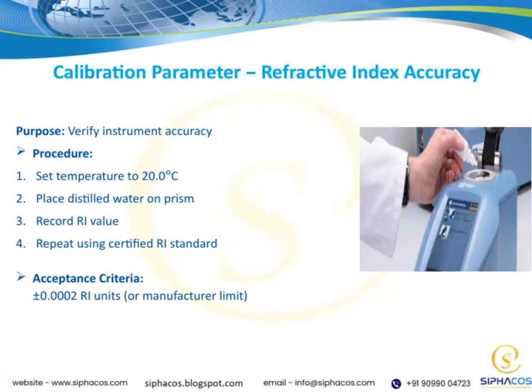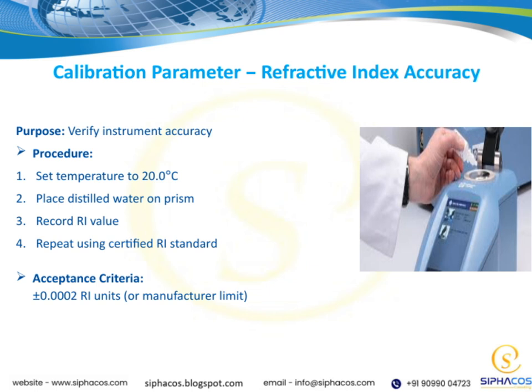Now, let's talk about the calibration parameter for refractive index accuracy. The main goal here is to verify that our instrument is providing precise and reliable measurements. To do this, we start by setting the temperature to exactly 20 degrees Celsius, since temperature can affect the refractive index readings. Then, we place distilled water on the prism, as it's a standard reference because of its known properties.